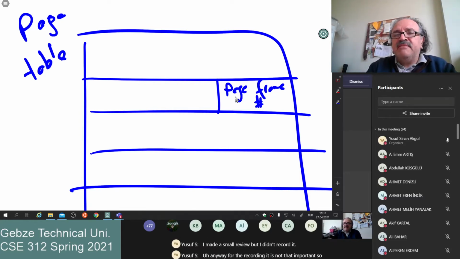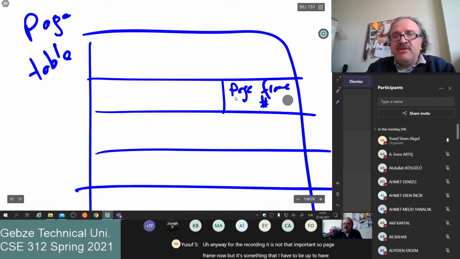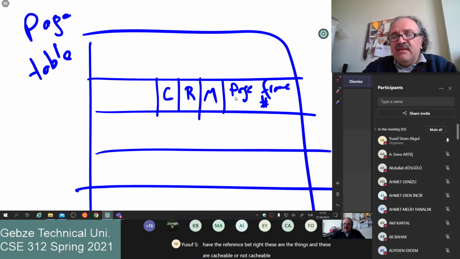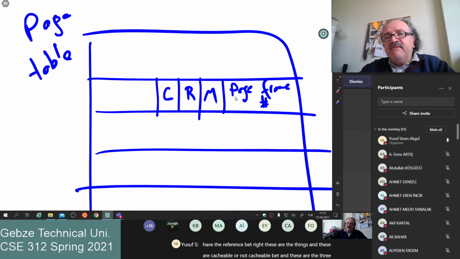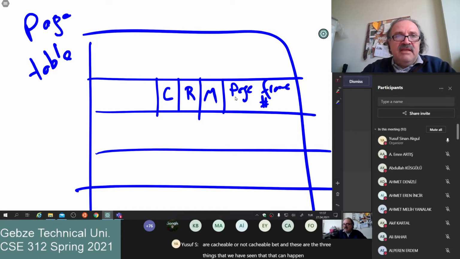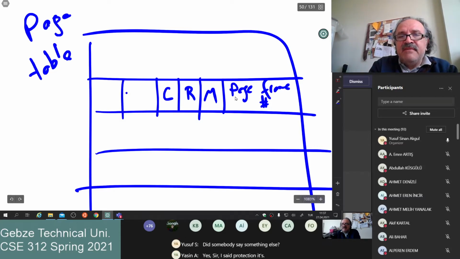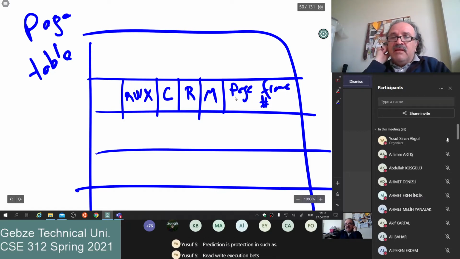So the page frame number is something that we have to have in our page table entries. Then we have the modified bit, the reference bit, and the cacheable or not cacheable bit. Did somebody say something else? Yes, sir, I said protection. Protection, yes, such as read, write, and execution bits.